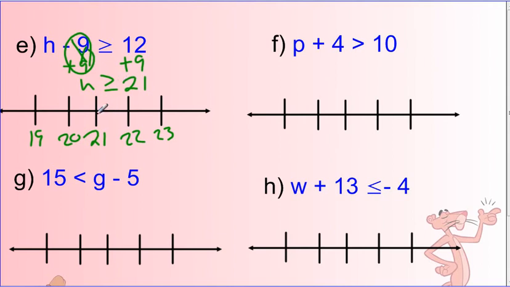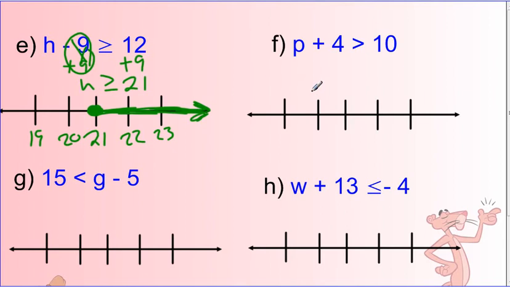We need a solid dot at 21 because we have this or equal to. And we're going to shade to the right. Looks like an arrowhead pointing to the right. We're going to shade numbers greater than 21. Both reasons tell you to shade this way.